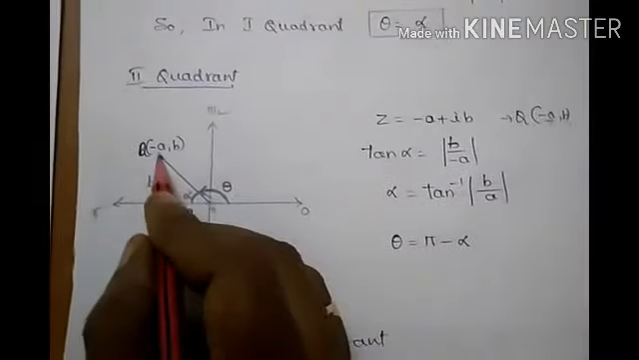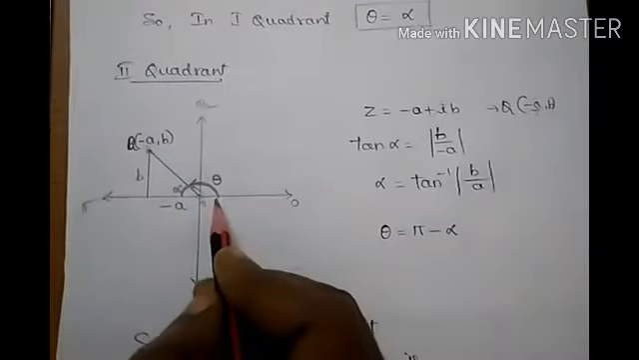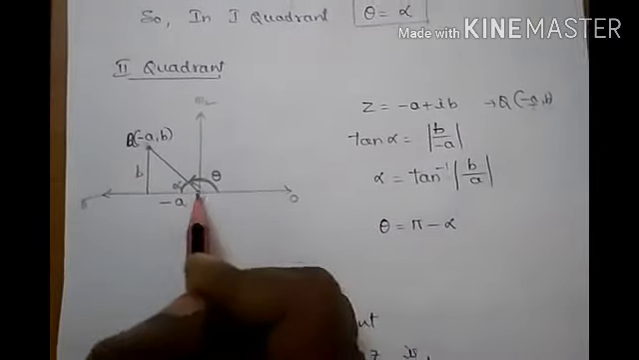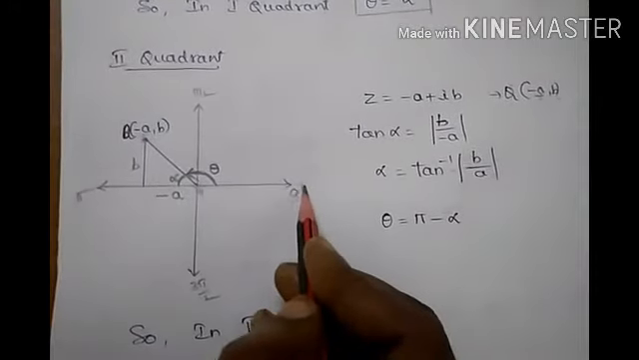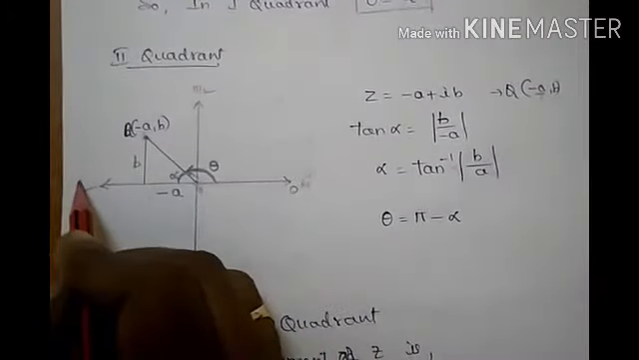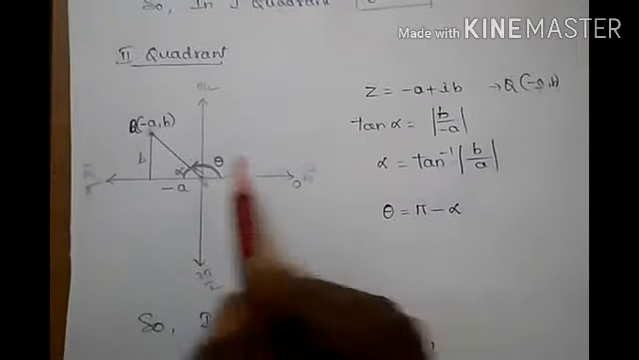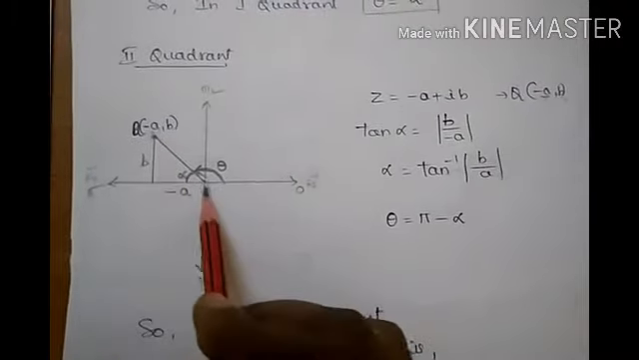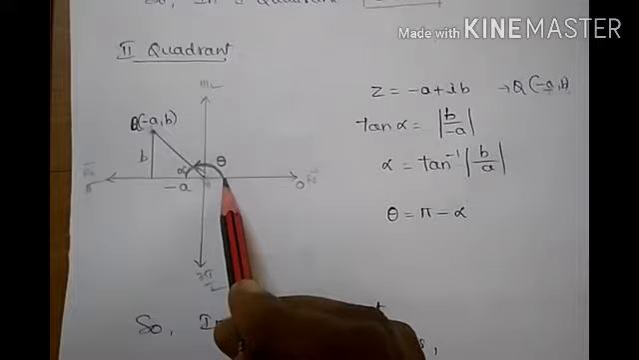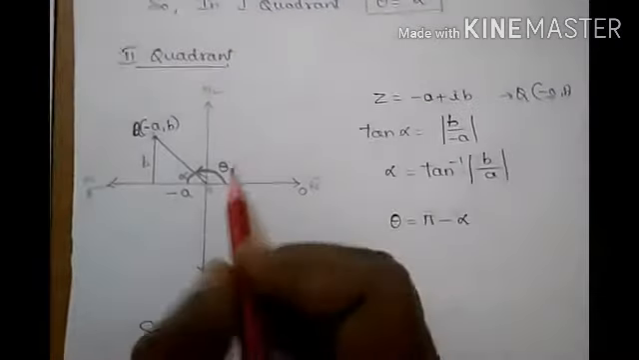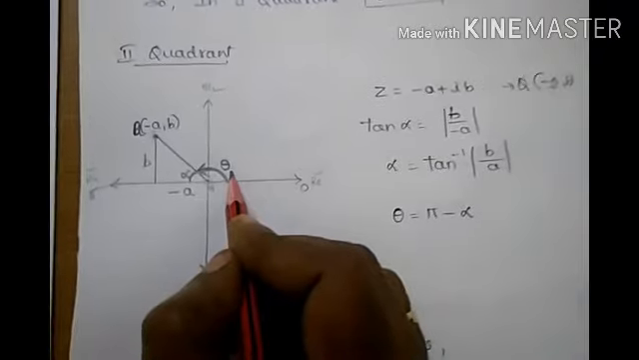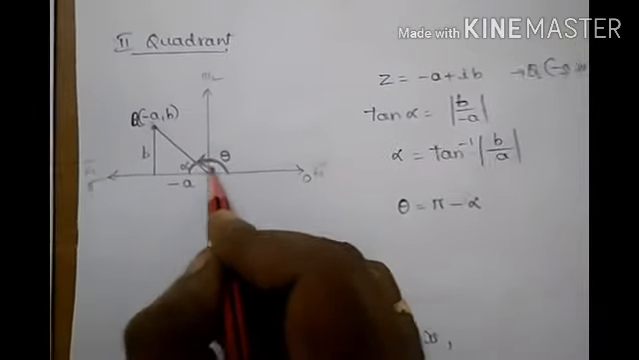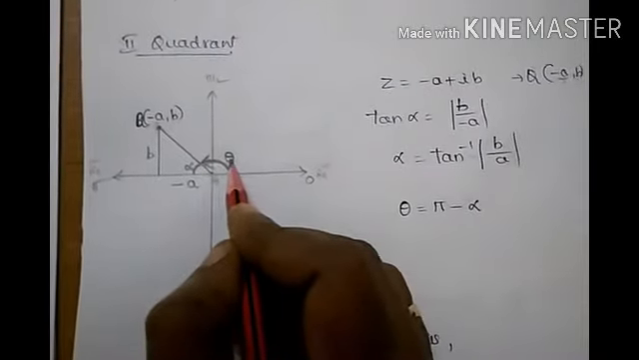Now join the line OQ. This is the positive real axis and this is the negative real axis. The angle made by the line OQ with the positive real axis in the anti-clockwise direction is called the argument. So here theta is called the argument of the complex number.